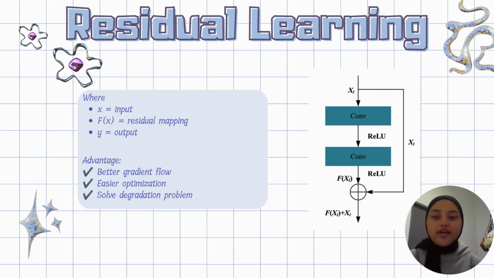This gives several advantages. First, it improves gradient flow and makes training easier. Second, it helps the network learn faster and become more stable. Finally, it solves the degradation problem where deeper networks normally perform worse. Because of residual learning, ResNet can be built with many layers while still achieving high accuracy.